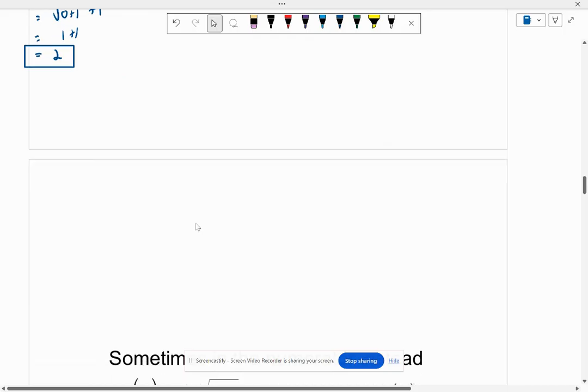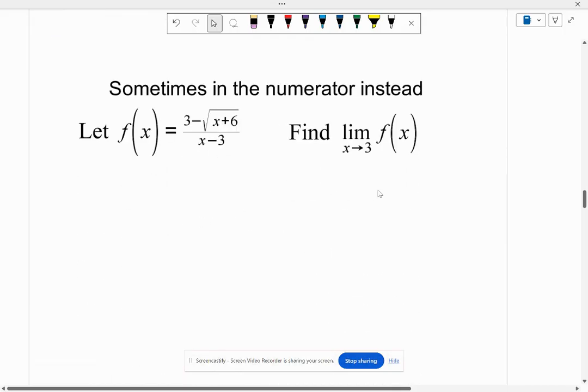Okay. Here's another example. If you want to pause the video and try it yourself, you can. Otherwise, I'm going to go ahead. Sometimes you have the square root in the numerator instead, and you might have issues with that, but let's plug in 3 first to see if there are any issues. 3 plus 6 is 9, and the square root of 9 is 3, so this becomes 3 minus 3, which is 0. And then on the bottom, we definitely have a 0. So it is an indeterminate case.